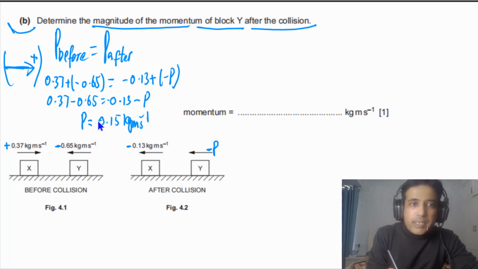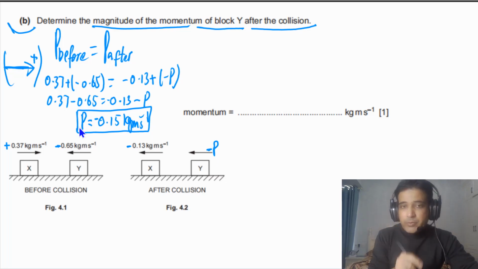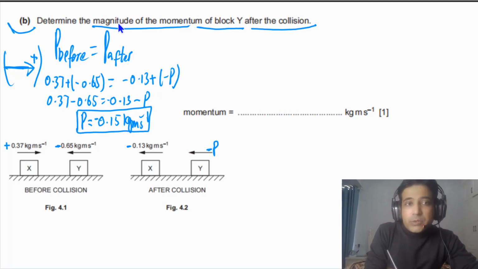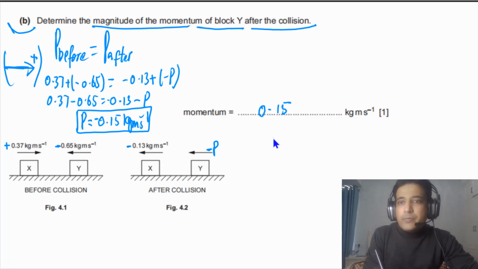This means this momentum is negative because this is to the left and we have taken to the right as positive. This question is simply asking you for the magnitude. So you can write 0.15. And this question has only 1 mark, the answer mark. If you have got the right answer, you will get this mark.